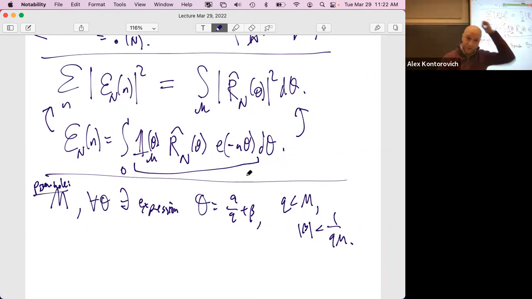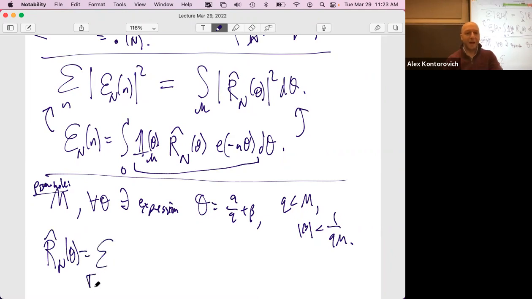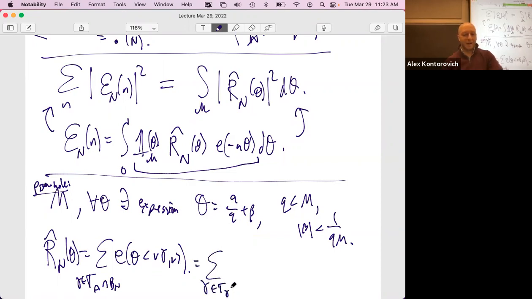What will be convenient for us, if you remember this, is that r hat n of theta is a sum over gamma in a ball of e to the 2 pi i theta, and then we're picking off the 1,1 entry. So if I put theta equals a over q plus beta, then I'm looking at this sum over gamma in a ball, and then e to the 2 pi i, a over q plus beta, times this integer, the 1,1 entry.